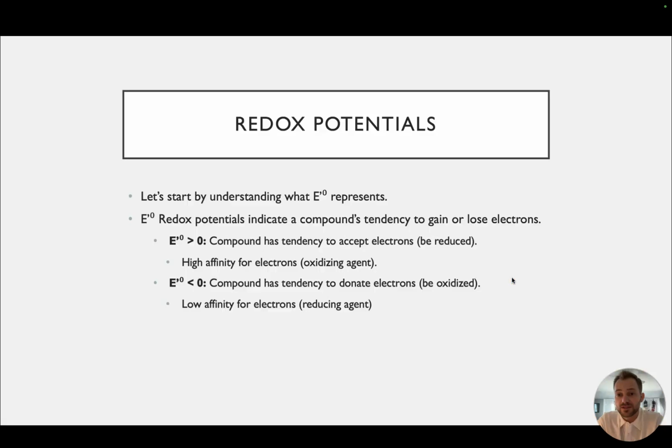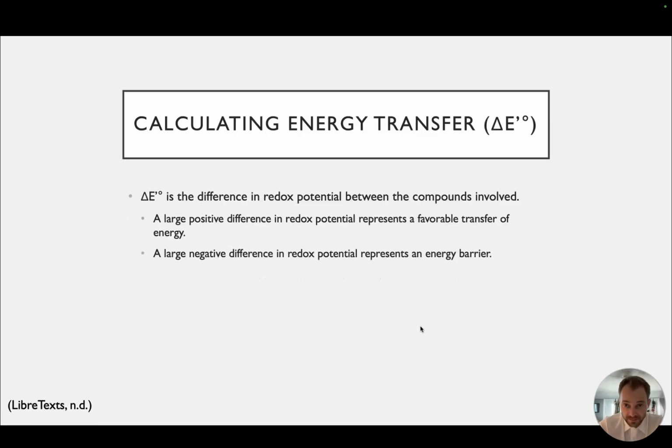We can quantify these redox reactions using redox potential. If you see a redox potential where E naught prime is greater than 0, the compound has a tendency to gain electrons or be reduced. It's got a high affinity for electrons. If you see a compound with a redox potential E naught prime below 0, it has a tendency to want to donate electrons and a lower affinity for electrons.